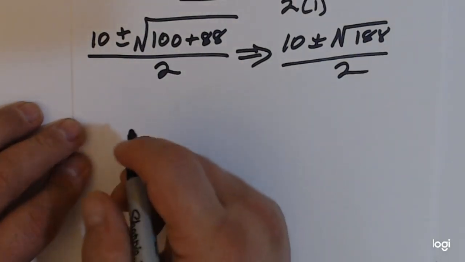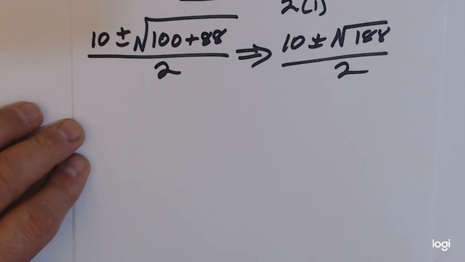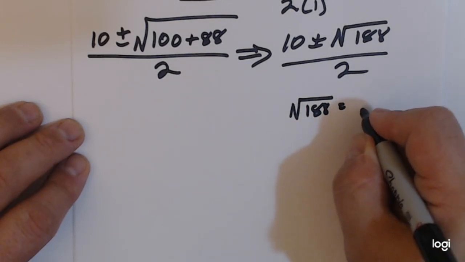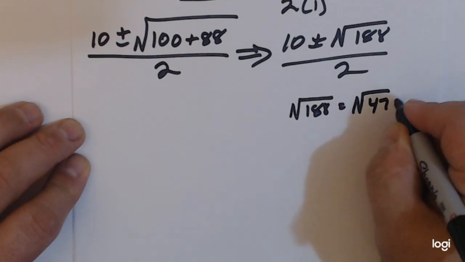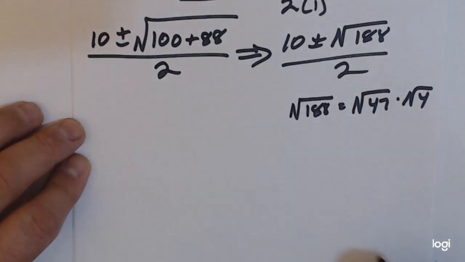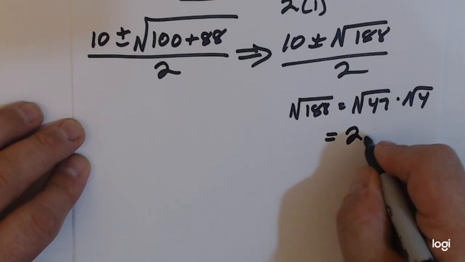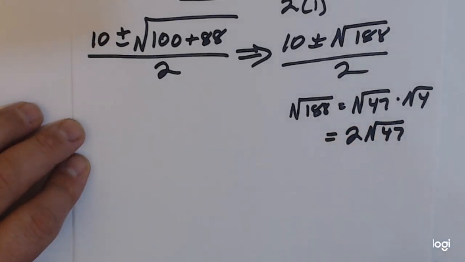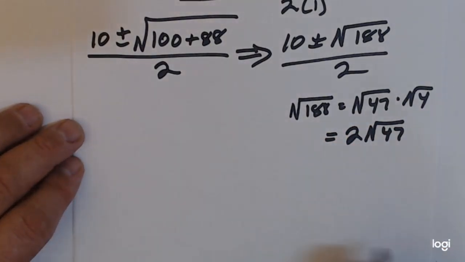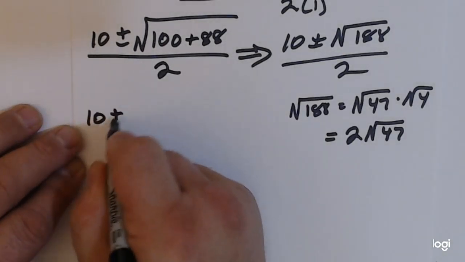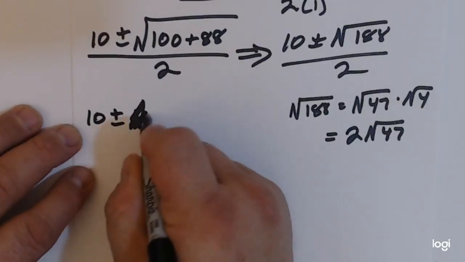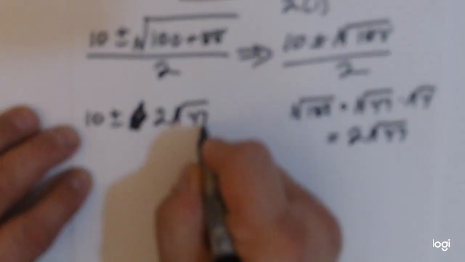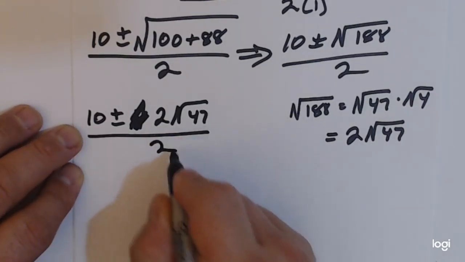Well, most people wouldn't know this off the top of their head, and I didn't either. But 188 is equal to the square root of 47 times 4. So it's equal to 2 times the square root of 47. So we have 10 plus or minus the square root, 2 times the square root of 47, all over 2.